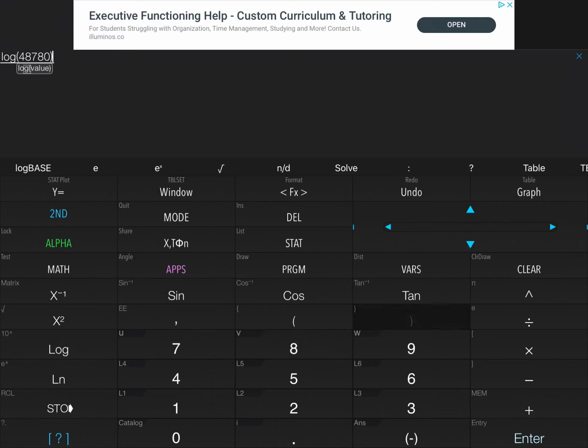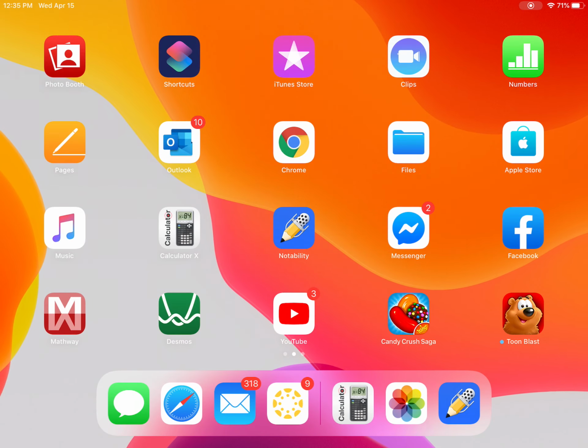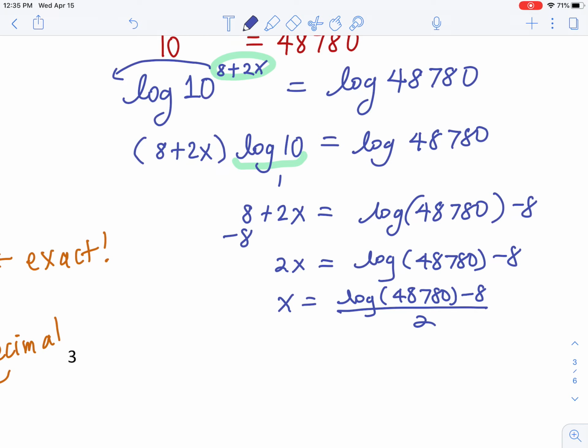Calculator: common log of 48,780, close the parenthesis, subtract 8, and that's getting divided by 2. Oh my goodness, it's a decimal. It's negative 1.65 and so on. Let's go ahead and write that down as the answer.